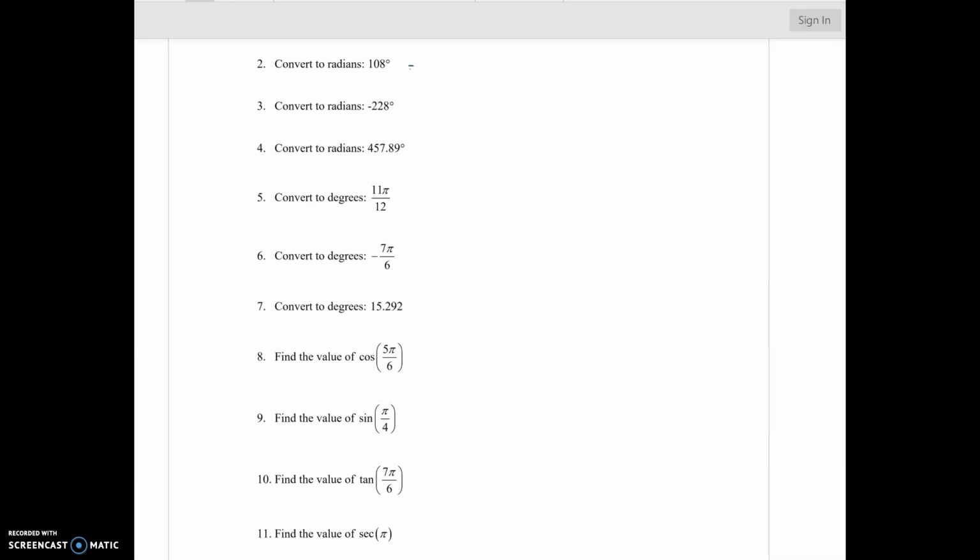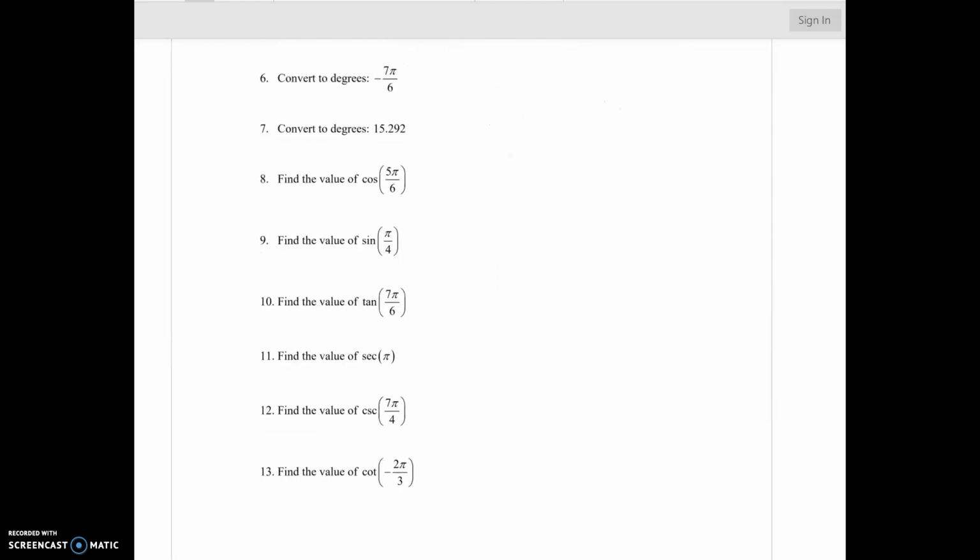It's going to be equal to 108 multiplied by pi divided by 180, and you are going to find 1.885 radians. For the second one, you are going to have minus 228 degrees multiplied by pi divided by 180, and you are going to find minus 3.979 radians. I'll let you convert numbers 4, 5, 6, 7.